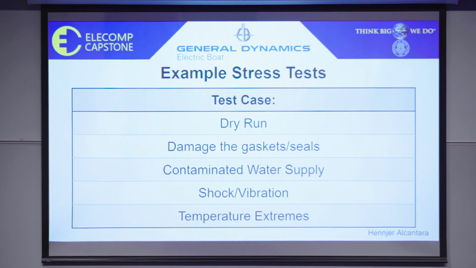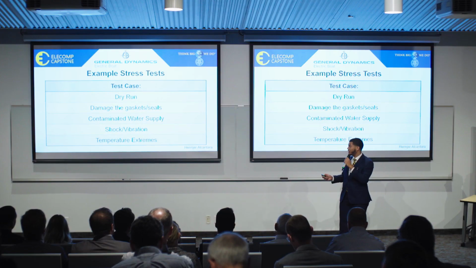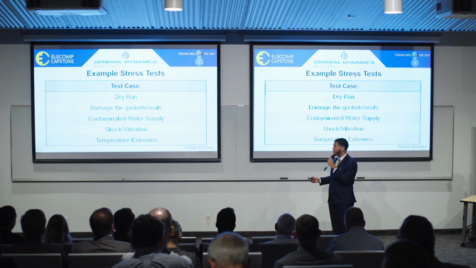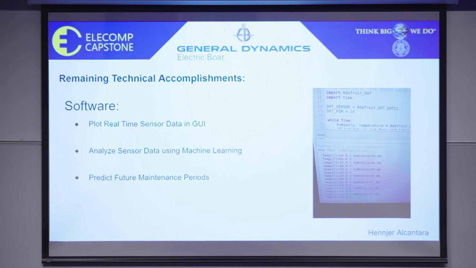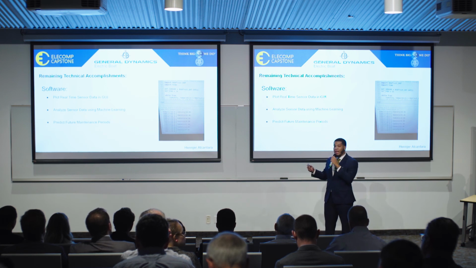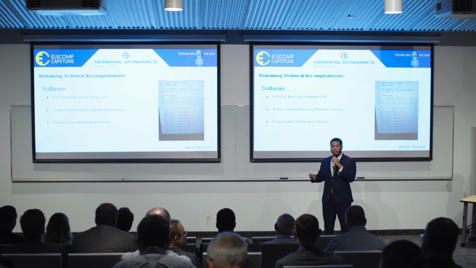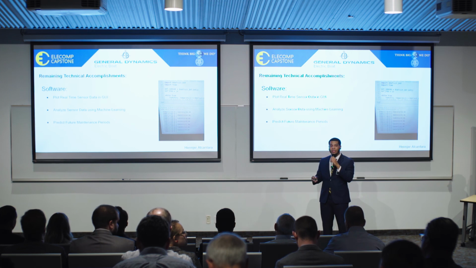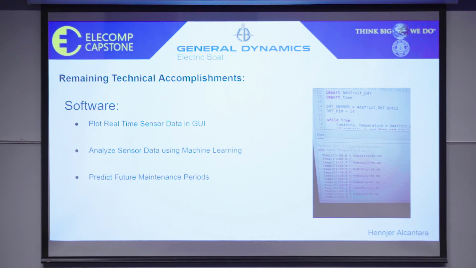Some of the test cases we would like to run are dry running the pump and damaging the seals and the gaskets. We would like to contaminate the water supply. We would like to perform shock and vibration tests and also put the pump in extreme temperatures. Software-wise, since we already have the database and the graphical user interface, we need to take all the data and graph it. That way, the user can see in real time how the pump is performing. After we have conducted all the test cases and we have enough data, we can use machine learning to analyze and actually predict when the pump will fail.